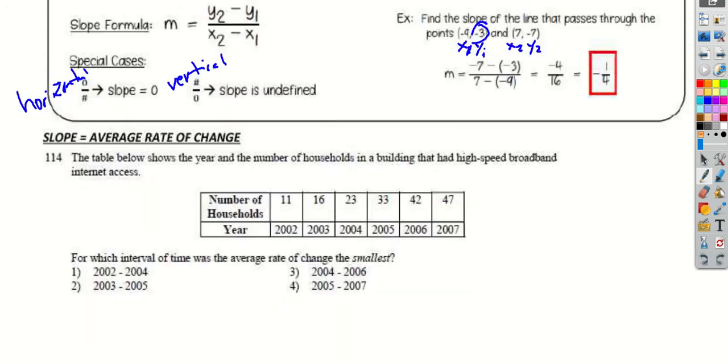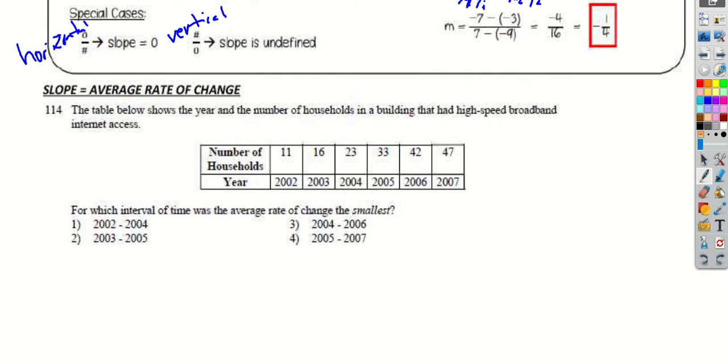All right. We're going to do one question on this real quick. The table below shows the year and number of households in a building that had high-speed broadband internet. For which interval of time was the rate of change the smallest? So if we can consider these as separate points, okay, let's look at the first change right here. So if we do number 1, all right, and we think about that this is a change, these are all going up by 1 year. So you think about this is a change of 5, right?